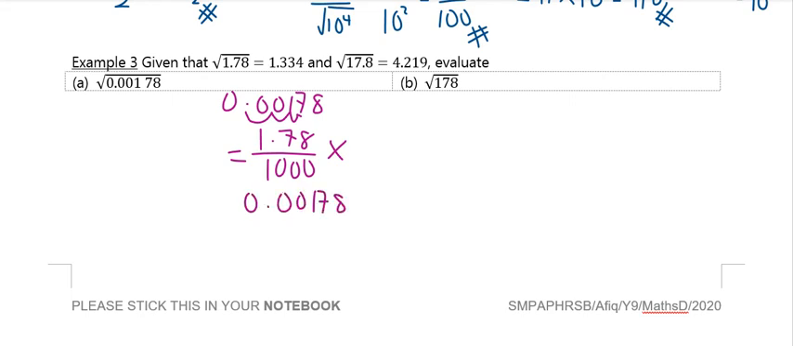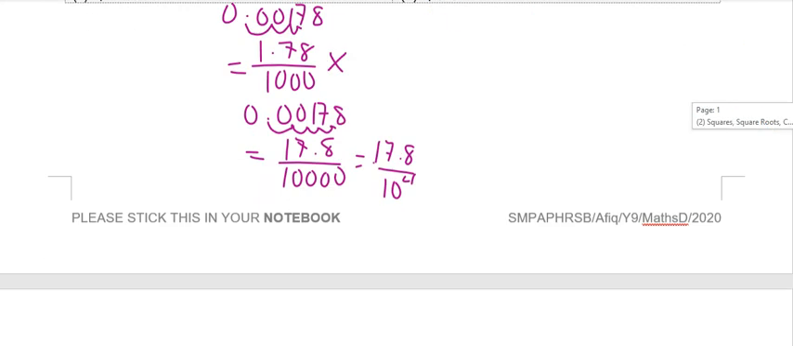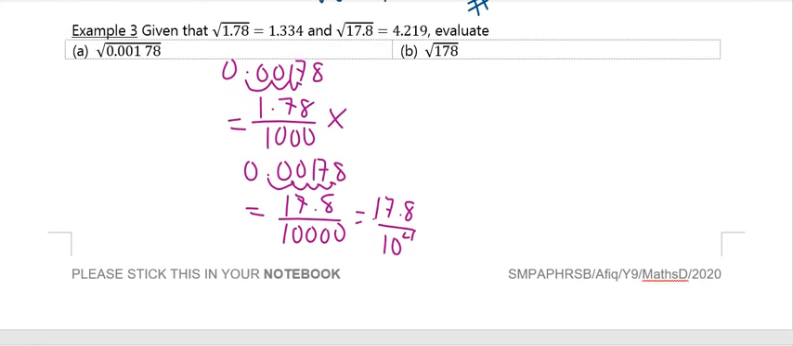Let's turn this into 17.8 by moving the decimal point 1, 2, 3, 4. So here it will be 17.8 over 1, 2, 3, 4. So how many zeros are there? 4. So this is going to be 17.8 over 10 power 4. And you know that previously 10 power 4, you can express under the square root. So you will use this number, right? So under the square root, you will have 17.8 over 10 power 4.